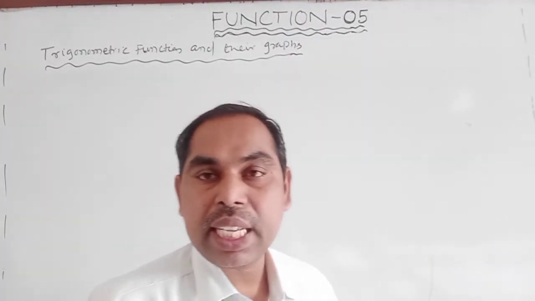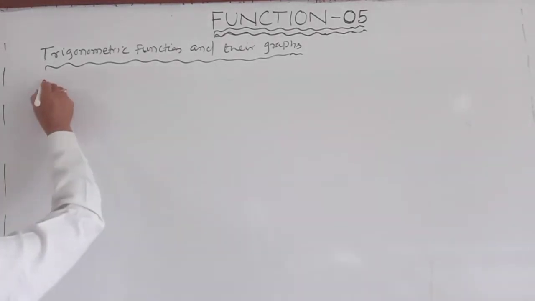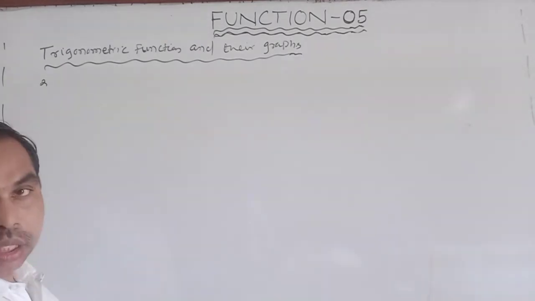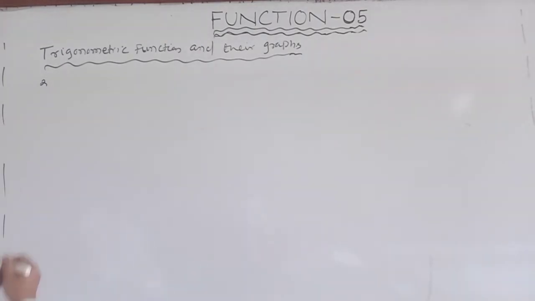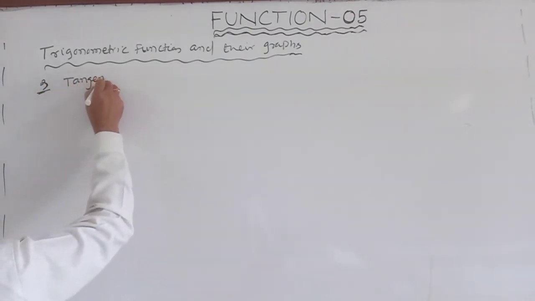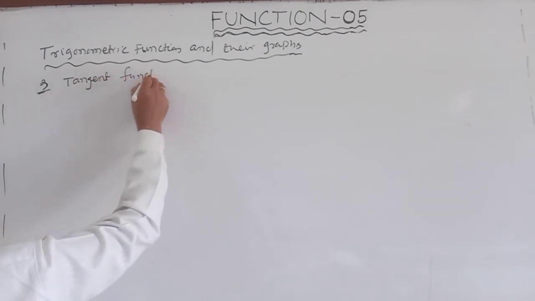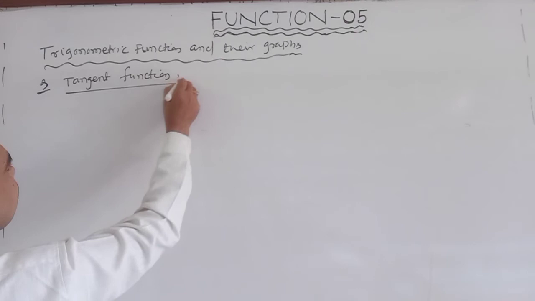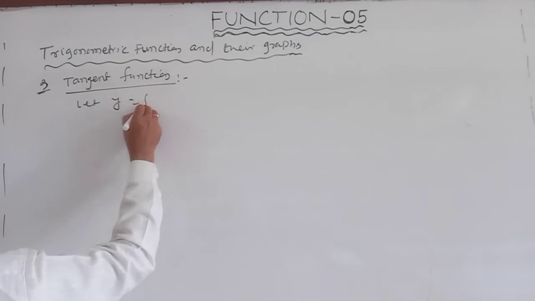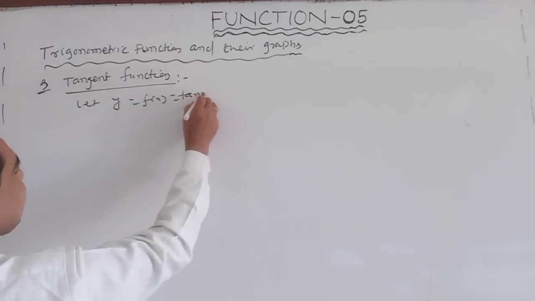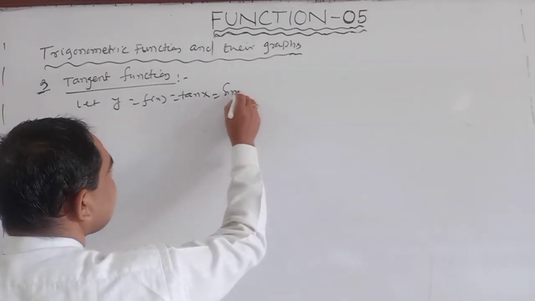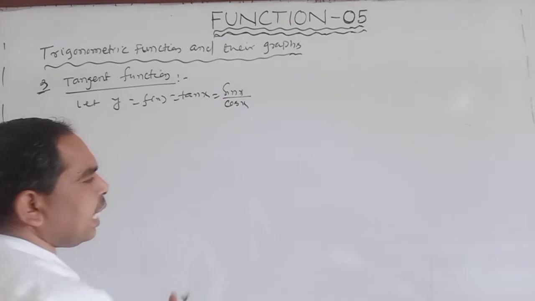Next one, the tangent function, number 3. Let y is equal to f x is equal to tan x. Tan x means sin x divided by cos x, so it is like a rational function.